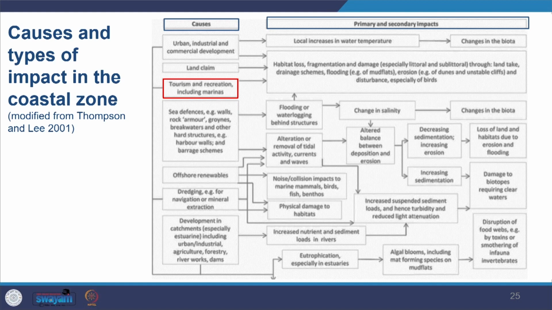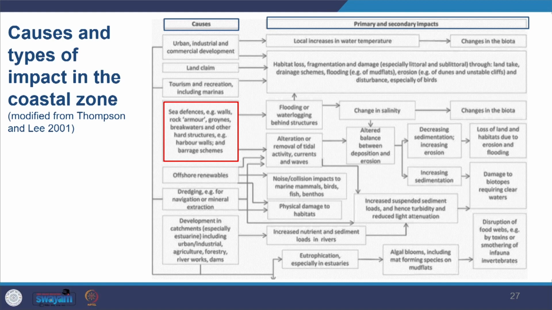Further, we see other causes, like sea defenses. When we say sea defense, it means there are chances of all kinds of disasters: cyclone, typhoon, and things like that. So you generally have protective walls and water breaks and other things. It can be a hard structure, or you can have harbor walls or barrage schemes and so on. These also, when they are built, have primary and secondary impacts.